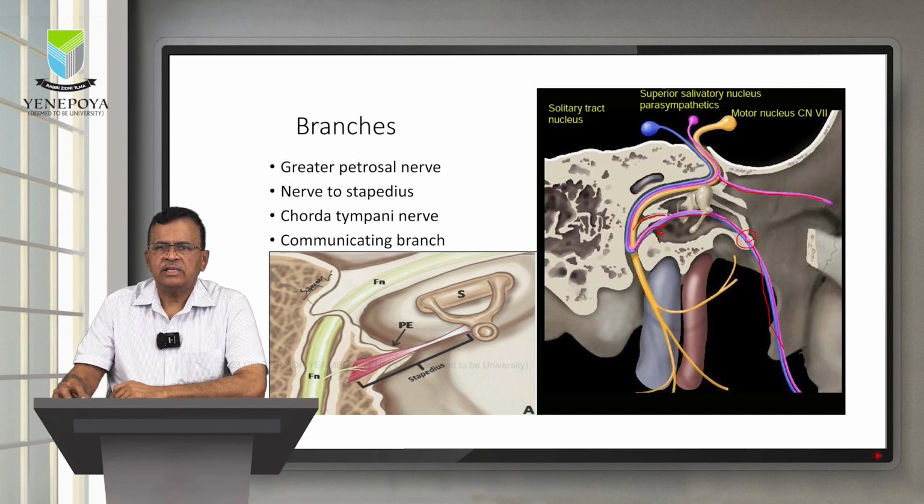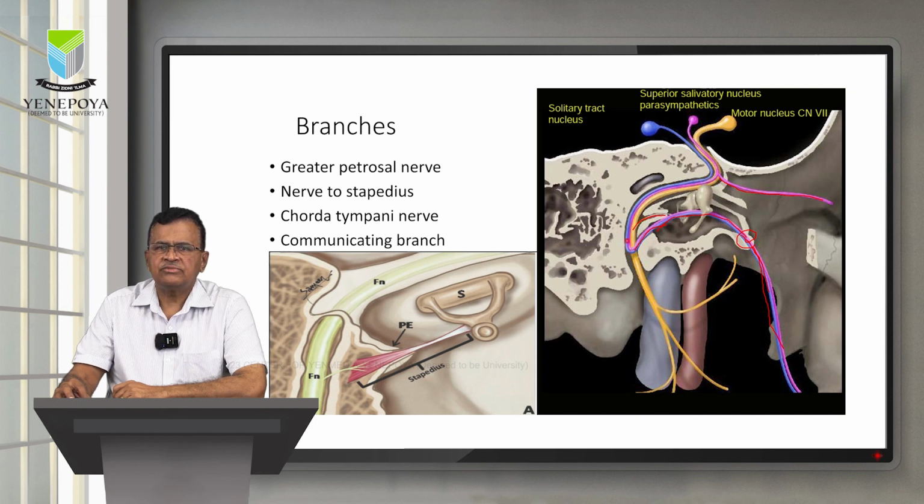This chorda tympani nerve is a mixed branch of the facial nerve which is going to supply secretomotor fibers to the submandibular and sublingual salivary glands. It also carries the taste sensation from the anterior 2/3 of the tongue.